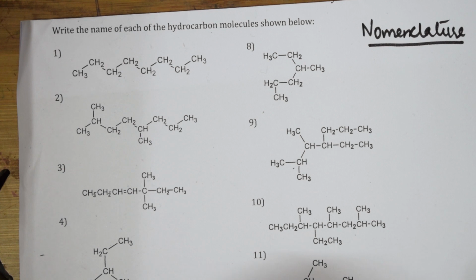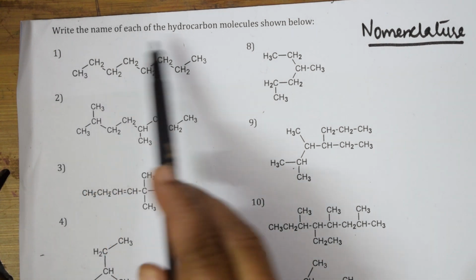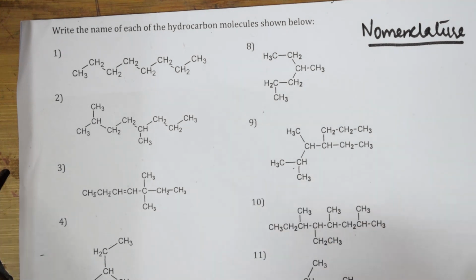Suppose in your exam, your teacher has given you such compounds and asks you to name the compound. I'll be explaining the rules simultaneously. So what is the heading? Write the name of each of the hydrocarbon molecules shown below. Done. So I've already taught you, for alkane, the general formula is CnH2n+2. For alkene, it is CnH2n. And for alkyne, it is CnH2n-2.